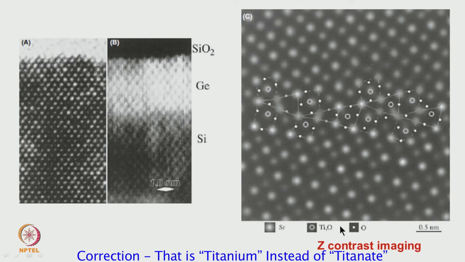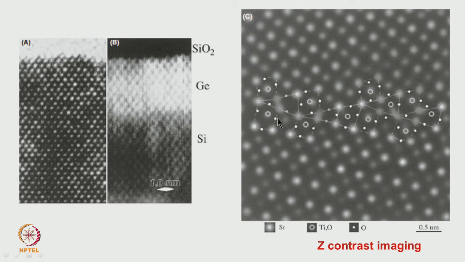In this particular case, the strontium titanate, one can immediately make out the region which contains strontium. This is looking along a boundary. And this is the region which corresponds to, like here, both titanium and oxygen atoms being there. Because strontium has a high atomic number, the brightness is high here, and here it is less. Where the oxygen atoms are, it is very difficult to make out, but a very faint contrast is there. So this way true atomic resolution images can be obtained using Z contrast imaging.